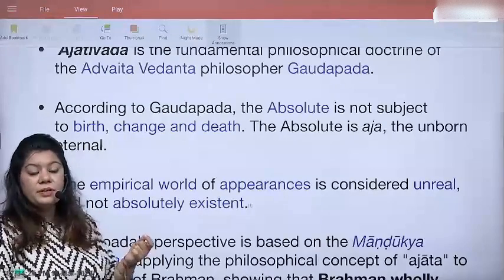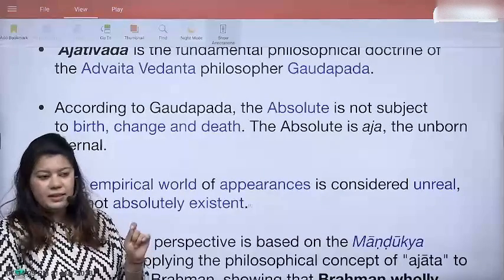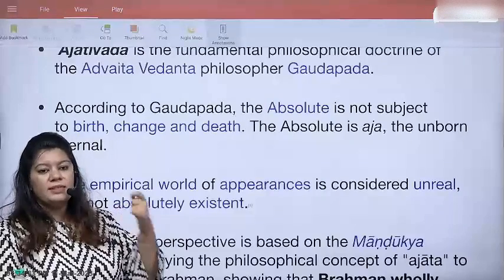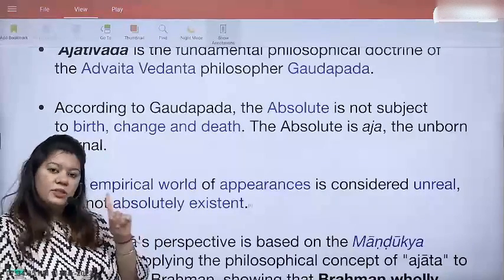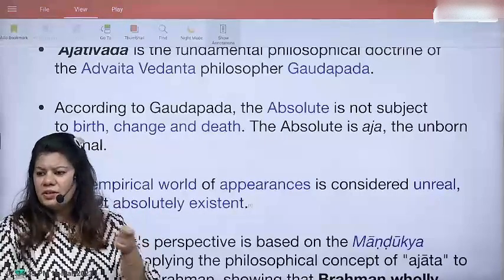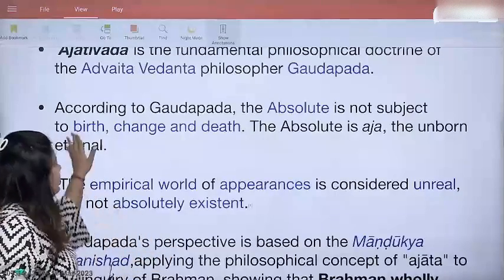Real is permanent, and unreal is always changing. It does not have its own existence. It is dependent on something for its existence. Just remember this, real and unreal, because you often read this real, unreal reality in your philosophy or in Buddhism. Okay, so what does it say?